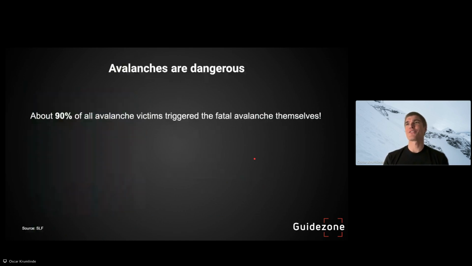So the first thing I want to start with is that avalanches are dangerous. As recreational users, the mountains are dangerous to us because we choose to travel in the terrain. About 90% of all avalanche victims triggered the fatal avalanche themselves. So what I want to say with that is that accidents occur as a direct result of our actions, regardless of whether we're blissfully ignorant of the dangers or well informed but simply made a mistake or were unlucky.